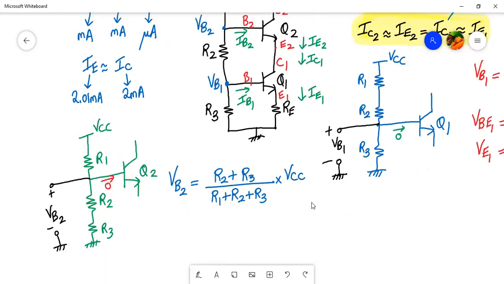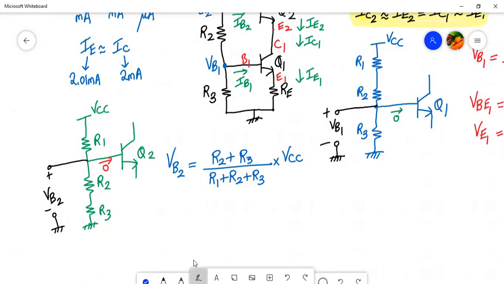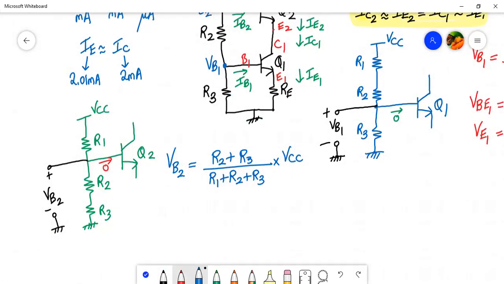Now, in a similar manner, we can also calculate VE2. So what will be VE2?